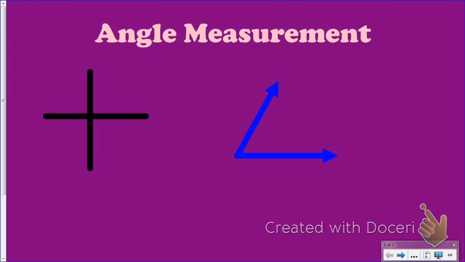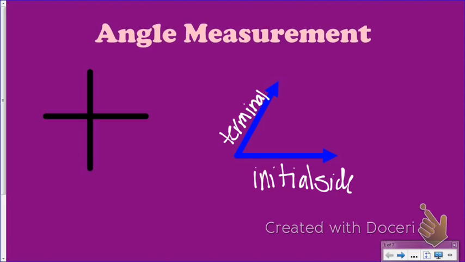In order to draw an angle, you really need three components. The first part is what's referred to as the initial side, which is this bottom part right here. Then every angle also will have a terminal side, which is where the angle ends. And for the terminal side, think of an airplane terminal. It's where you end your flight.